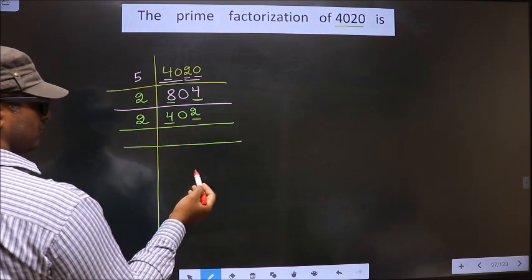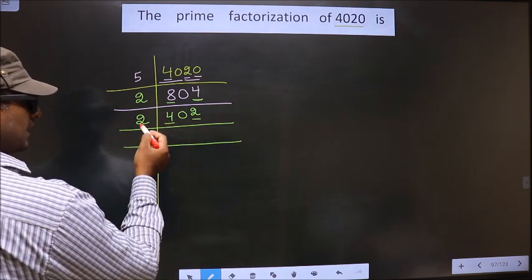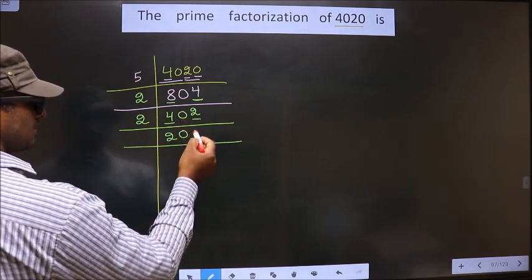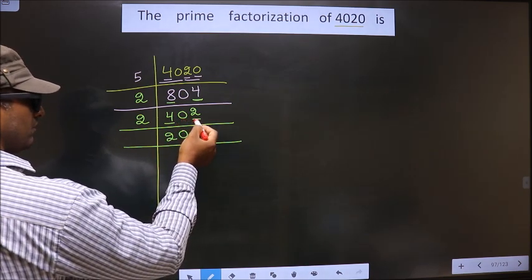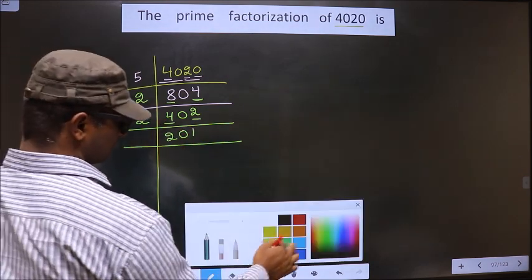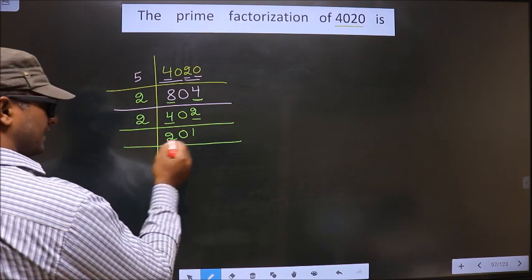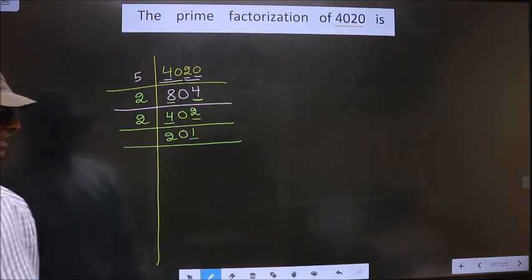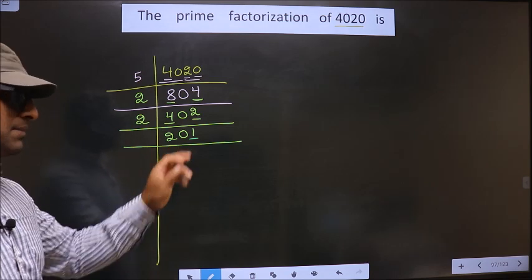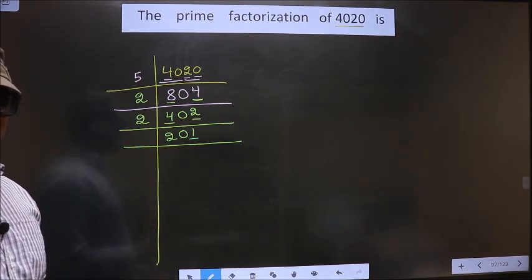The first number is 4. When do we get 4 in the 2 table? 2 2s are 4. This 0 as it is. The next number is 2. When do we get 2 in the 2 table? 2 1s are 2. Now, in this number the last digit is 1, which is not even. So this number is not divisible by 2.